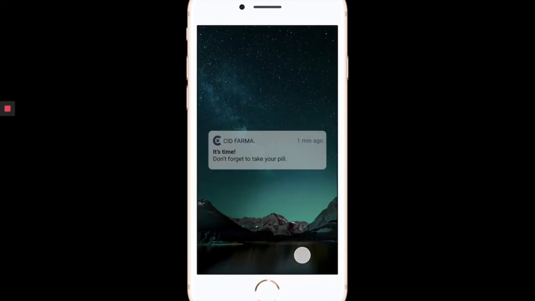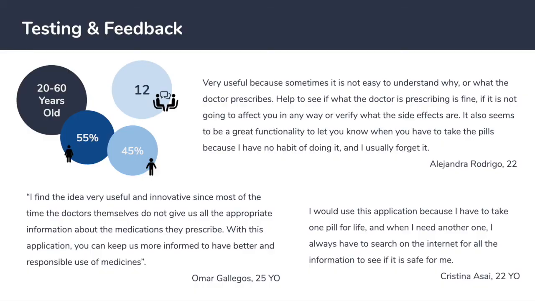In addition to all the information received, the patient will be able to activate a notification option to avoid forgetting when to take their pills. We tested the solution with 12 users between 20 and 60 years old. 55% were women and 45% men. We are going to present some of the comments.